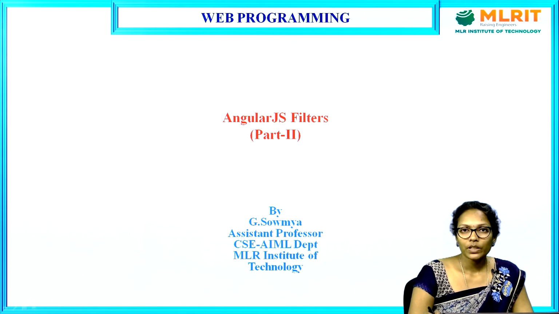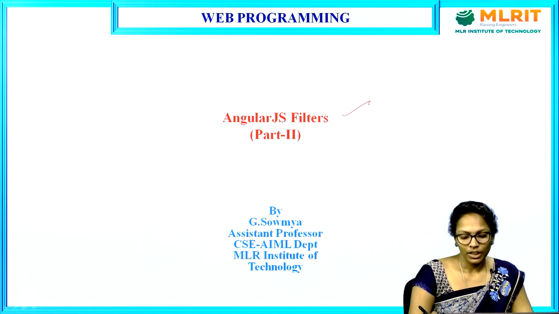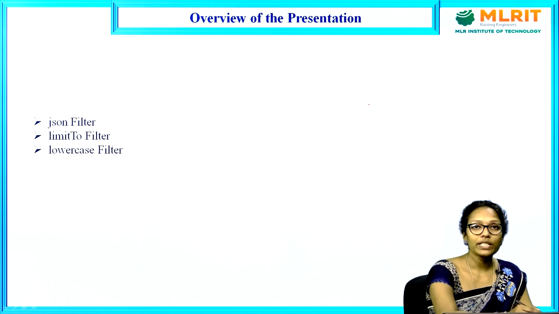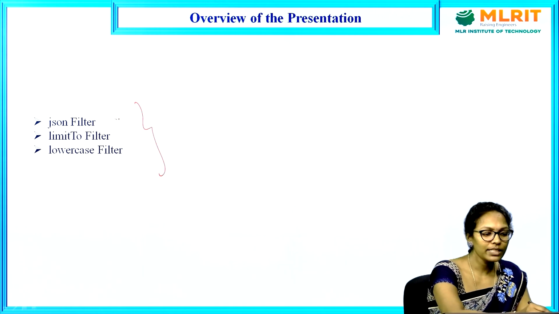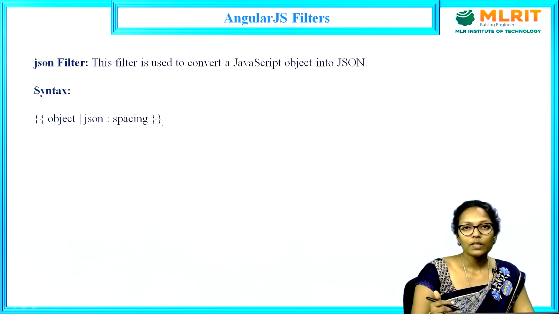So this video is a continuation of the previous video. In this video also we are going to discuss AngularJS filters. In the previous video we saw what is meant by a filter, what are the different filters provided by AngularJS, and we also saw three different types of filters: currency filter, date filter and filter filter. Now in this video, we are going to discuss three more filters, that is JSON filter, limitTo filter and lowercase filter. First of all, JSON filter.